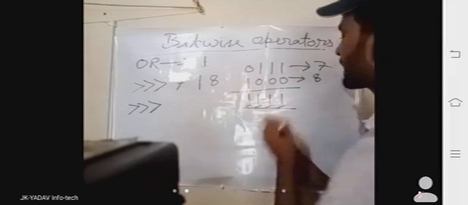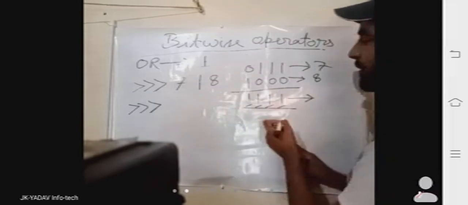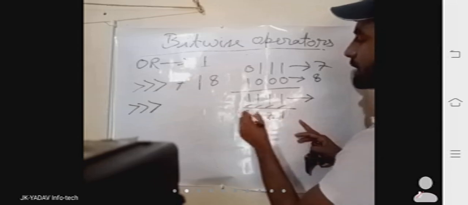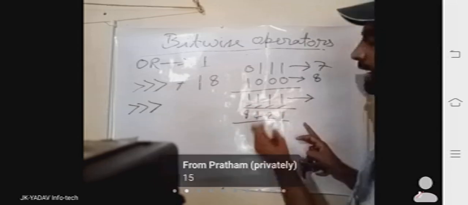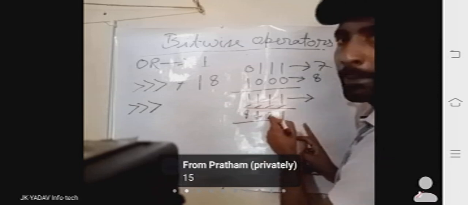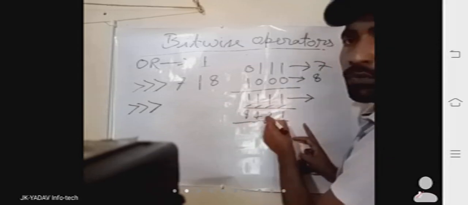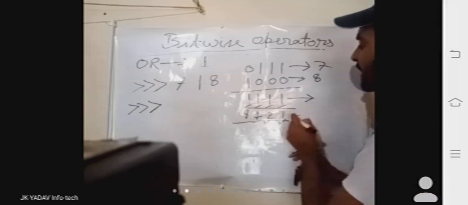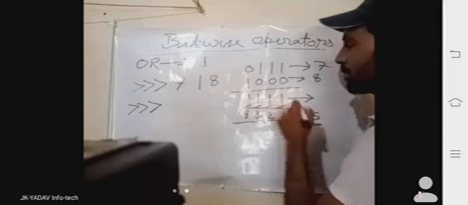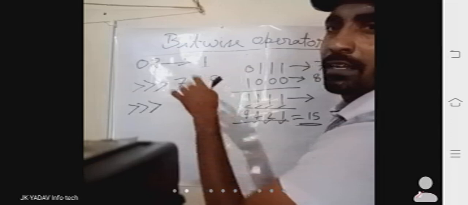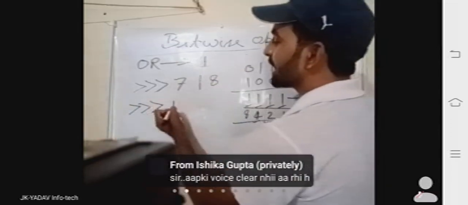And if 4 times 1 comes, then you can find out the result: here will be 1, here 2, here 4, here 8. Now if you add 8 plus 4 plus 2 plus 1. So 8 plus 4, 12. 12 plus 2, 14. Plus 1, 15. The result comes as 15. It means if you compare 7 or 8, then you get the result as 15.